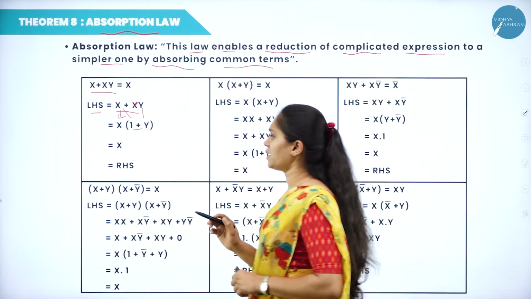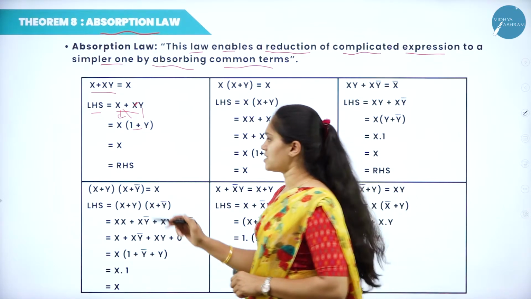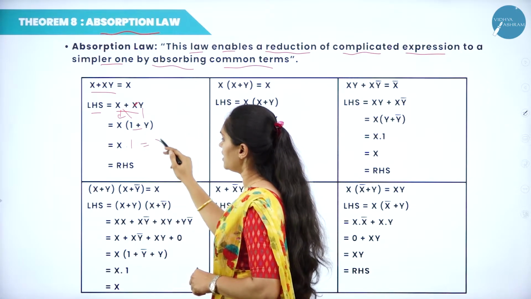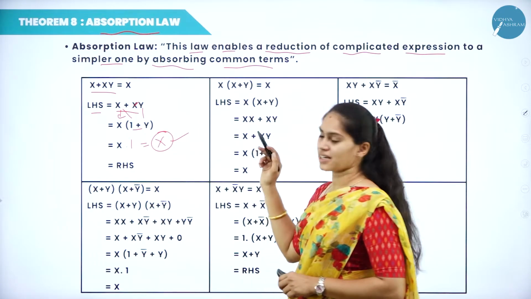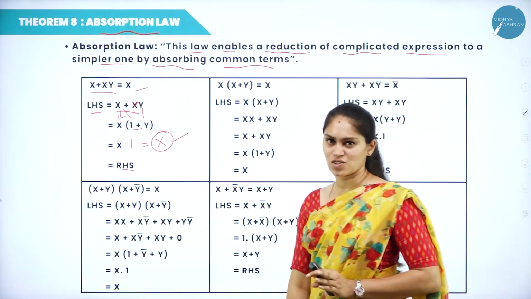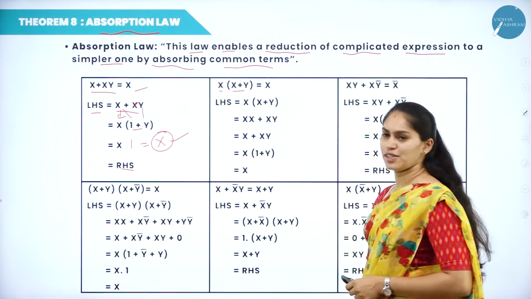As we all know, if I add any value with 1, then we are going to get 1 itself. So it will be x into 1. If I multiply x with 1, then I am going to get x again. That means we have proved that LHS is equal to RHS. Next one, x into x plus y is equal to x.